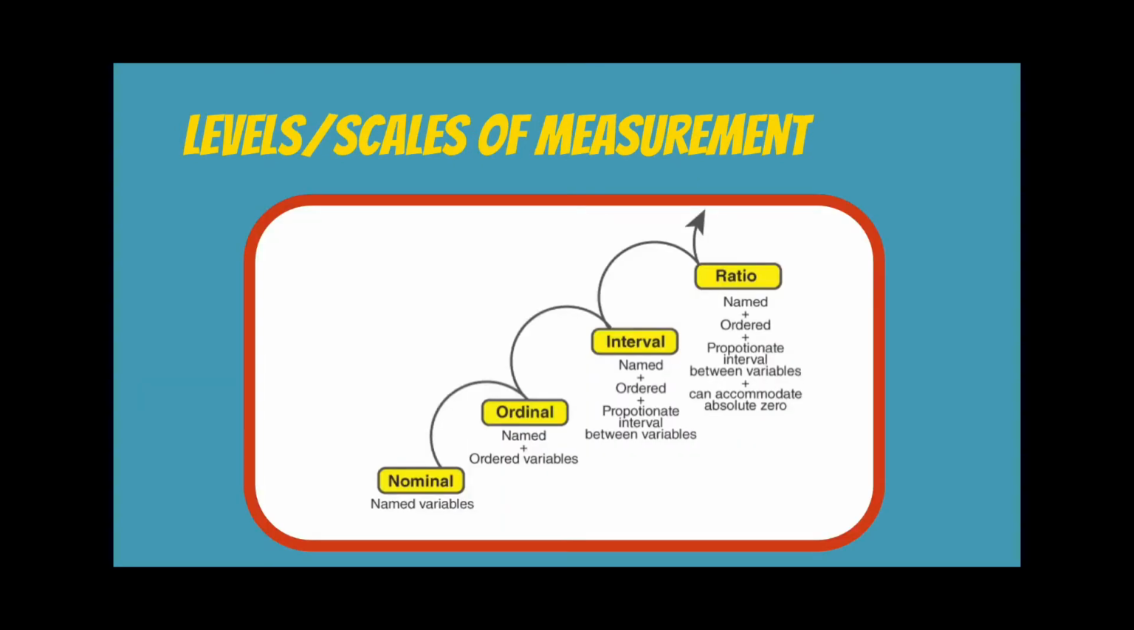So let us review the different levels or scales of measurement. And of course, we have the four types. We have nominal, ordinal, interval, and ratio. So the nominal variable or the nominal scale of measurement are named variables, and basically they are categorical. So they don't have an order. They are just really to make labels on certain groupings of variables.